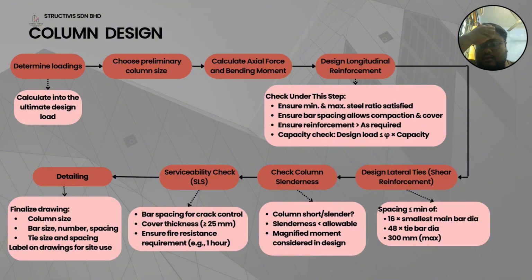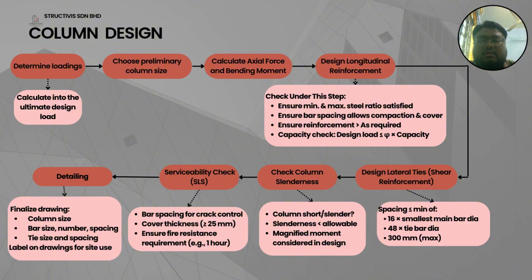After that, design the longitudinal reinforcement. Under this design, we need to ensure the min and max steel ratio are satisfied, ensure bar spacing allows compaction and cover, and ensure the reinforcement provided is bigger than required, as the capacity check is that the design load is lesser than the partial safety factor times the capacity. Next is to design the lateral tie shear reinforcement, where the checking under this step is that tie spacing complies with the code, anchorage and hooks are provided, and ties are placed at every bend and lap.